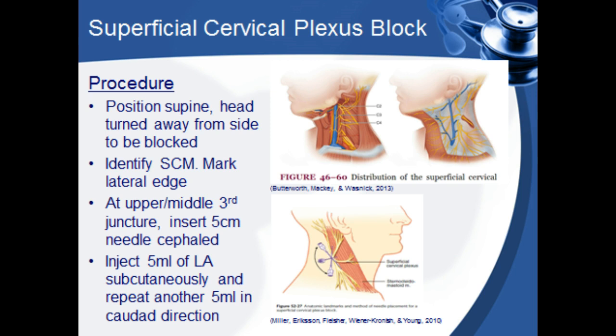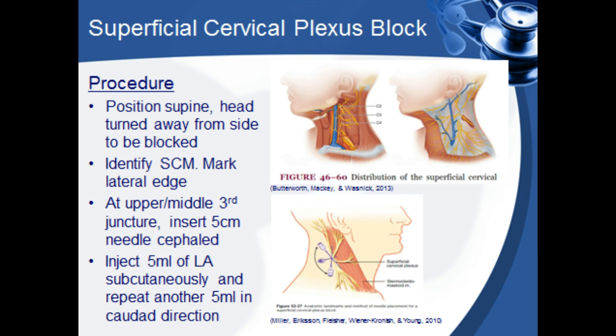A deep cervical plexus block does not provide improved comfort compared to superficial block, but has been found in studies to increase complications from block placement and then conversion to a general anesthetic. You want to position the patient supine, head turned away from the side of the block. The sternocleidomastoid muscle is identified. You want to mark the lateral edge.